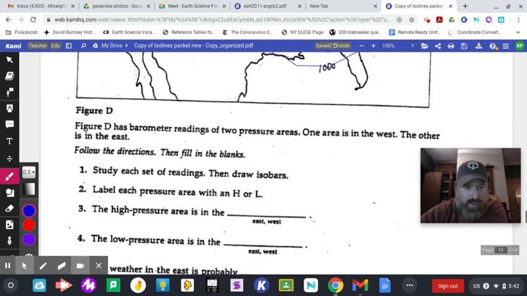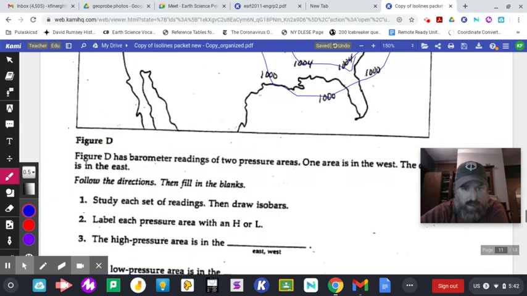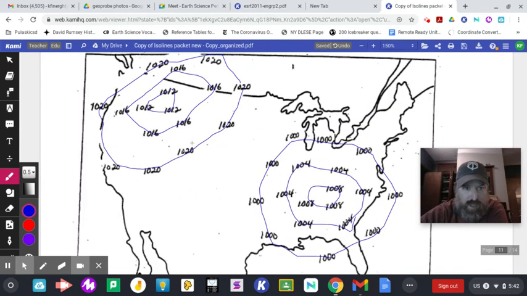So they want us basically to do what we did above, label them with a high and a low. So this is going 1020, 1016, 1012. They're going down, so that should be a low. This is going 1000, 1004, 1008. They're going up, so that should be a high.